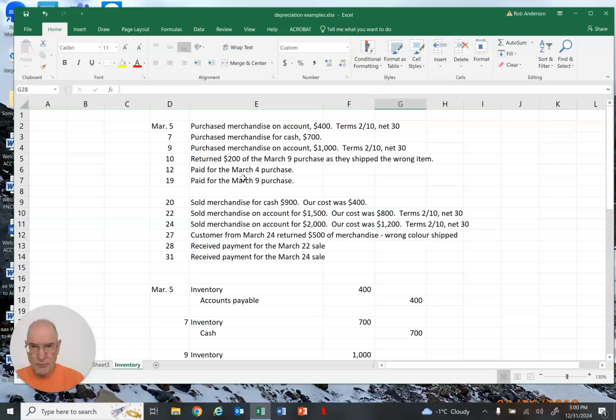Okay, so that was March 10, but what happens on March 12? On March 12, we're paying for the March 5 purchase. Excuse me, March 5 purchase.